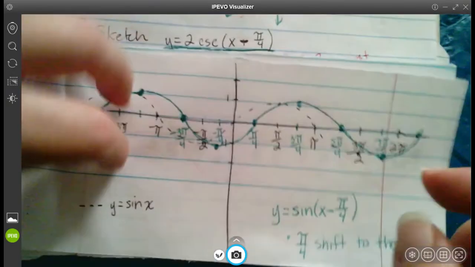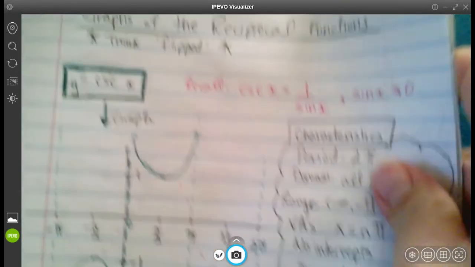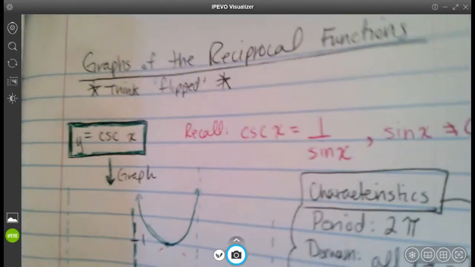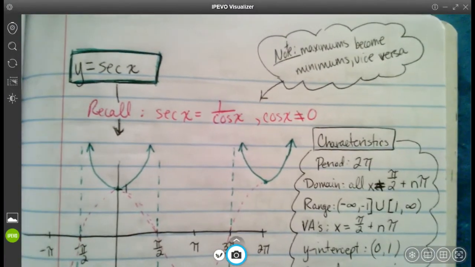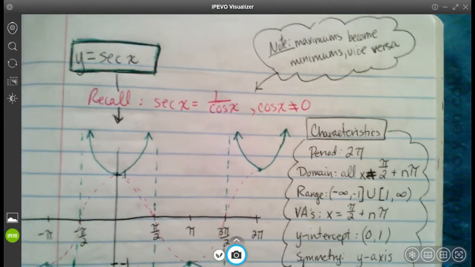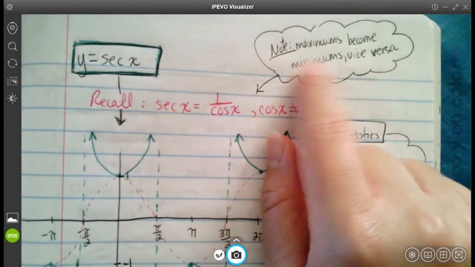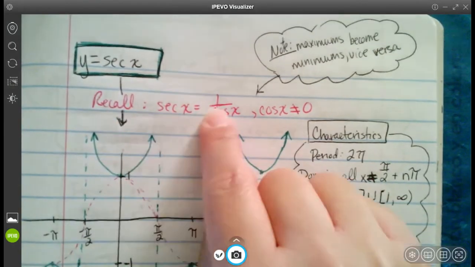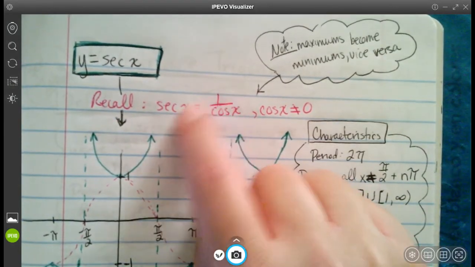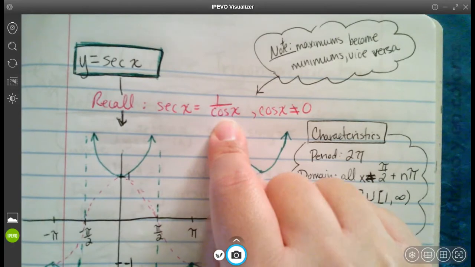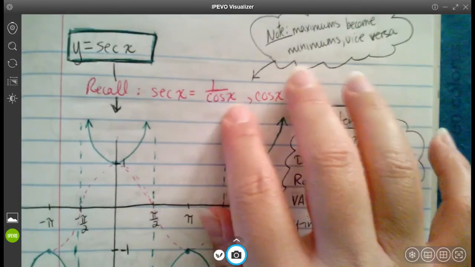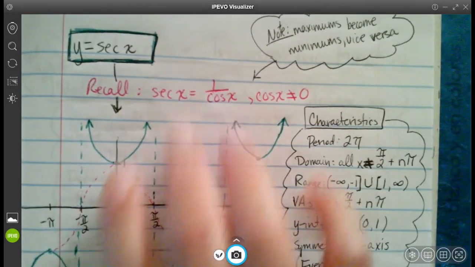Okay, let's try another example. I think we're going to go ahead and do the next type of graph. This was cosecant, so next we should have secant. Yep, we have a secant graph. And just like I mentioned earlier, maximums become minimums and vice versa. This one is going to be your reciprocal of cosine. So secant of x is 1 over cosine. Again, this denominator cannot equal 0. So where cosine is equal to 0, that's where we have our asymptotes.